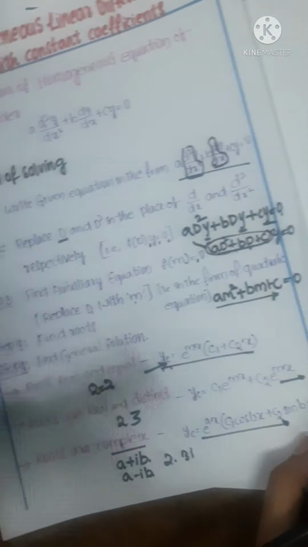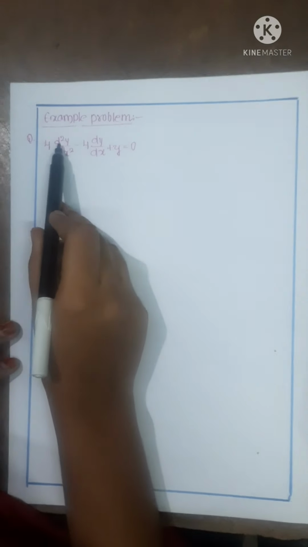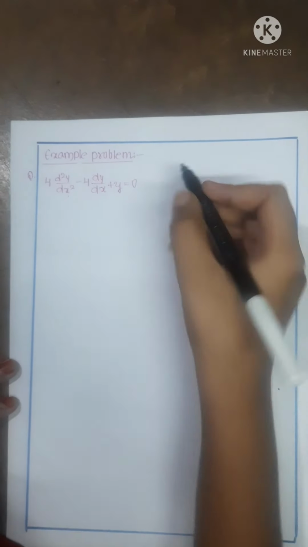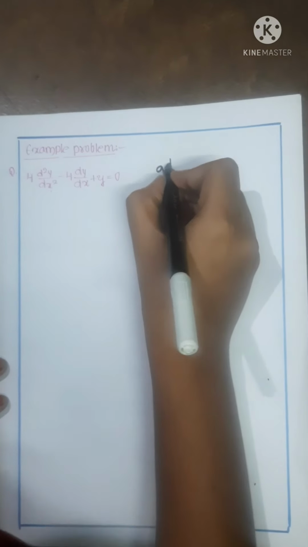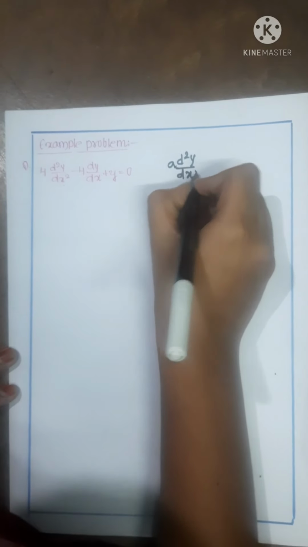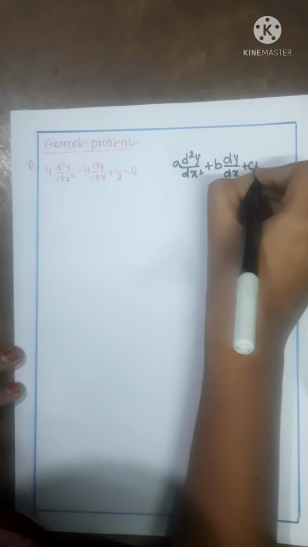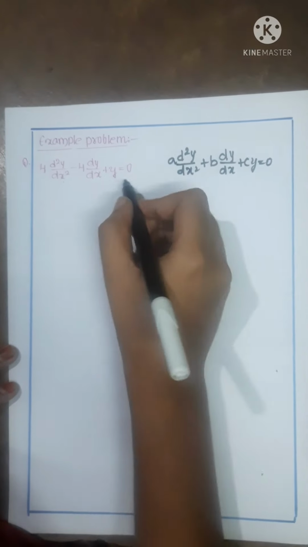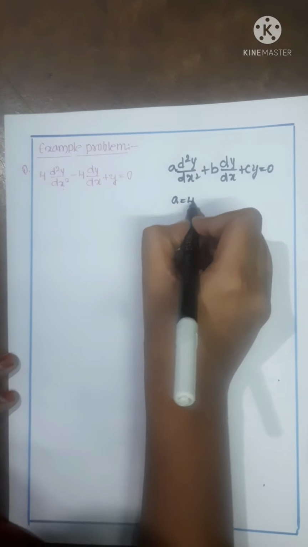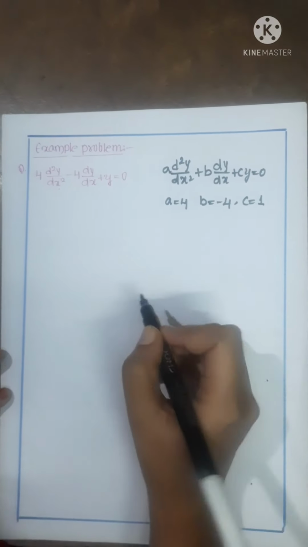Okay. Here is the given example problem. This is the question: 4 into d square y by dx square minus 4 into dy by dx plus y equals to 0. We know the general form of the homogeneous equation, which is a into d square y by dx square plus b into dy by dx plus c into y equals to 0. So we have to compare this with it. Here a is equal to 4, b is equal to minus 4, and c is equal to 1.